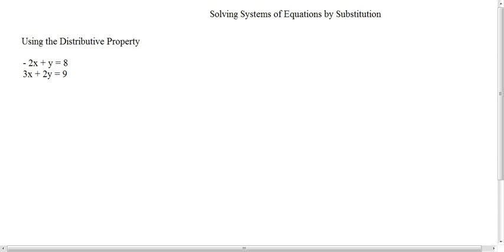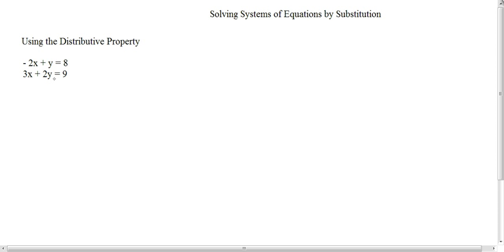Okay, so we have the system negative 2x plus y is equal to 8 and 3x plus 2y is equal to 9. So again, we use the same steps as we did previously for substitution. We have to be able to solve for a literal equation.